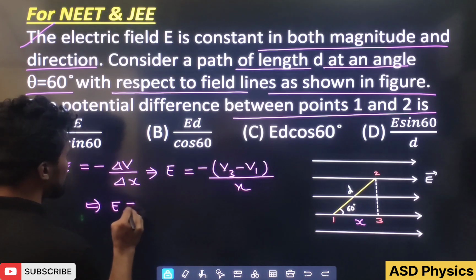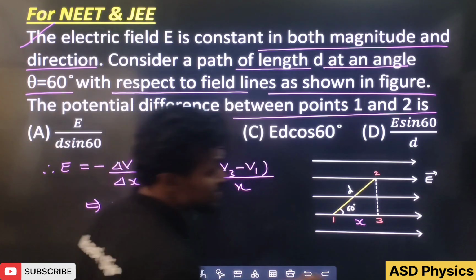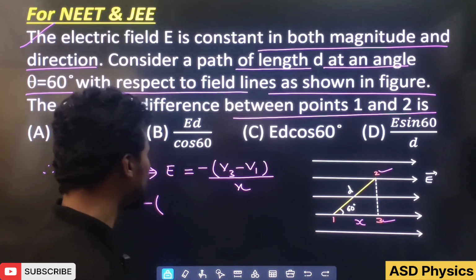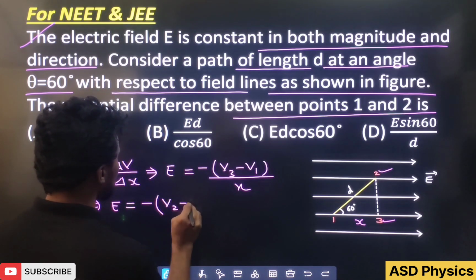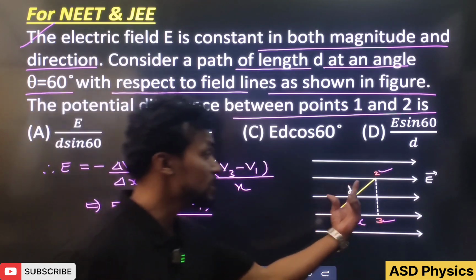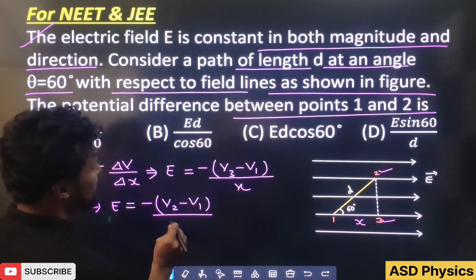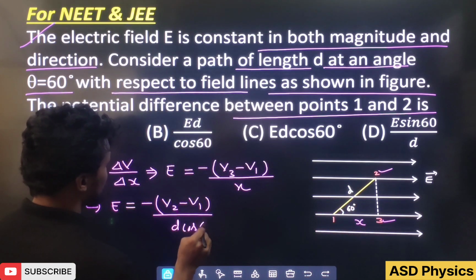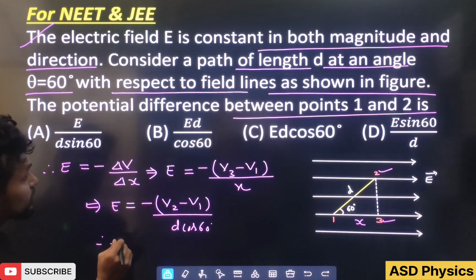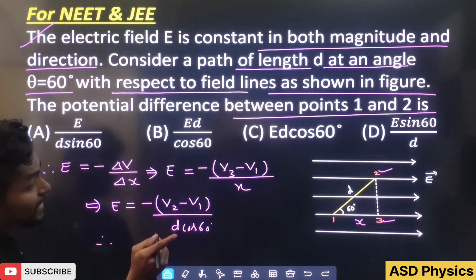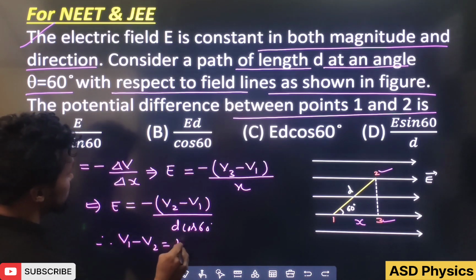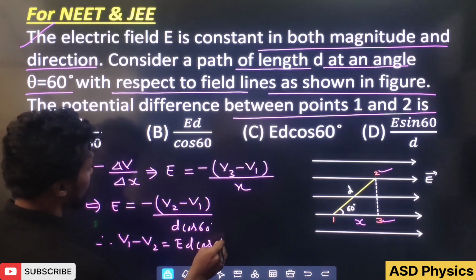After that, what will happen? E equal to minus, and the potential at point 3 and potential at point 2 are the same. In the previous question also we have seen that. So what we can write here? V2 minus V1 by how much? X. X value from this triangle we can write here as d cos 60. D cos 60, students. So when I simplify this, what will happen? Potential difference between points 1 and 2: 1 is high potential, 2 is low potential. So we can write here V1 minus V2 is equal to E d cos 60.